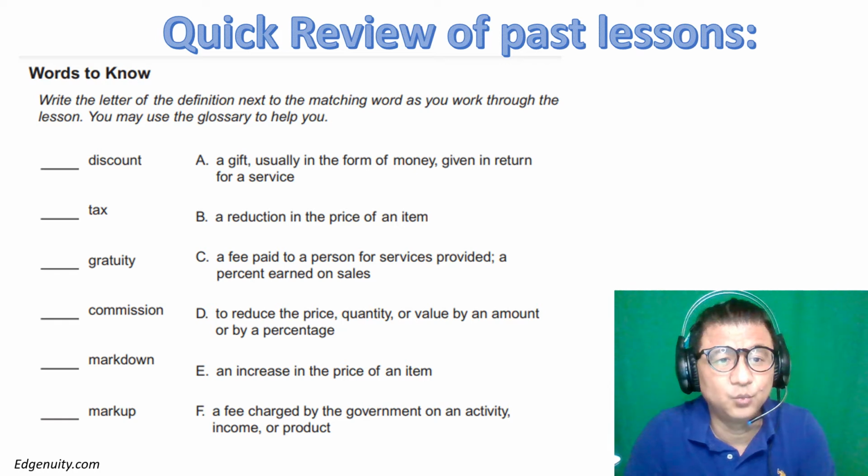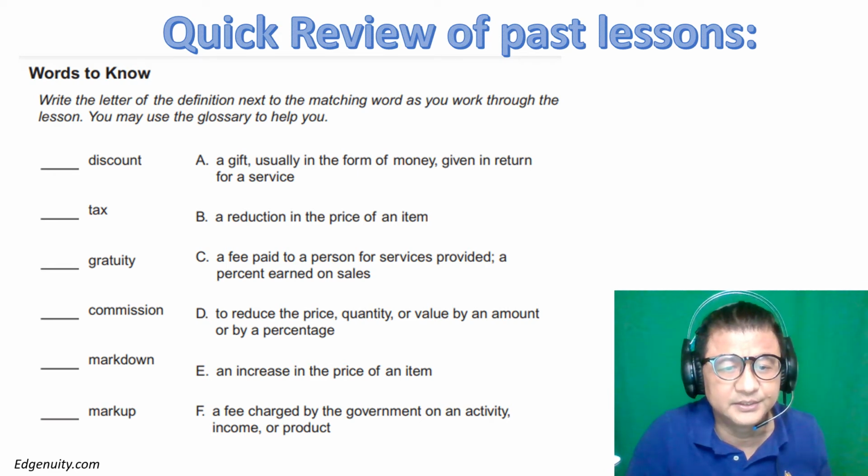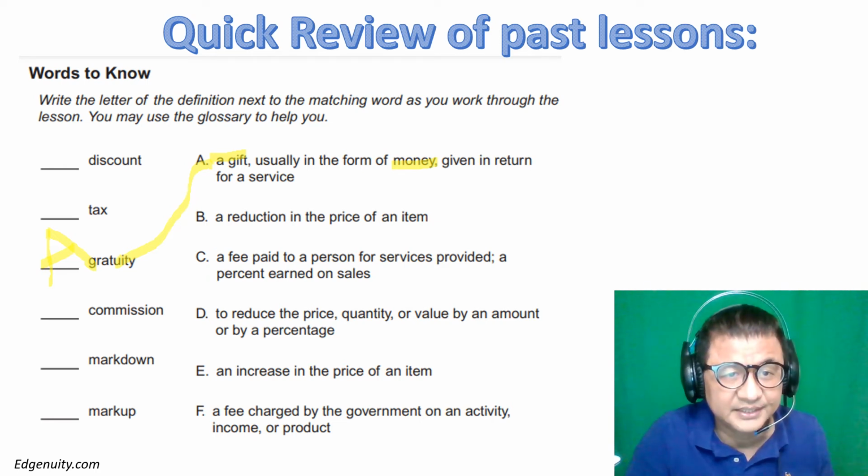Okay, these are the percent topics that we've studied so far. Let's start with discount. A gift, usually in the form of money for a service. You know that's gratuity, right? Gratuity. A reduction of the price of an item. You're paying now at a lesser price. So it could be a discount. The price was not the same, but it's now less. Okay, so that's a discount.